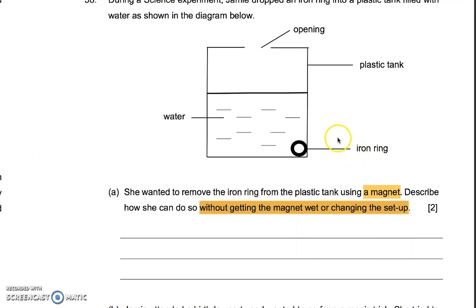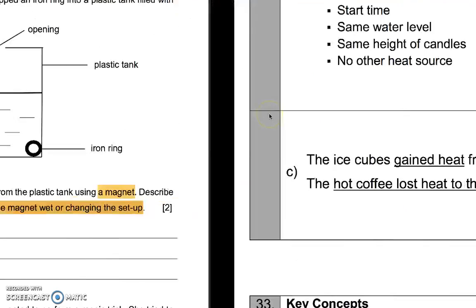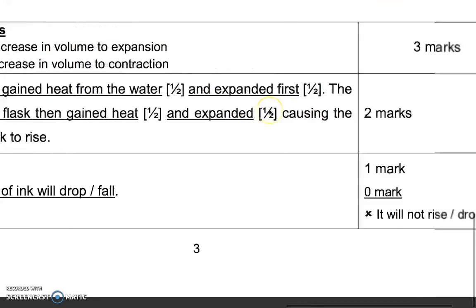So what you can do is to place the magnet by the side of this plastic container, because plastic is a non-magnetic material, so therefore the magnet can attract the iron ring. So once it's attracted to the iron ring, she can then move the magnet up and bring the attracted iron ring to the opening. So I'm going to show you the answers now.